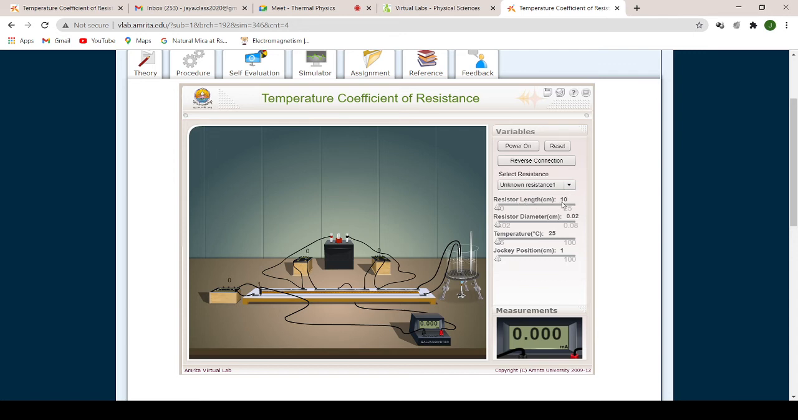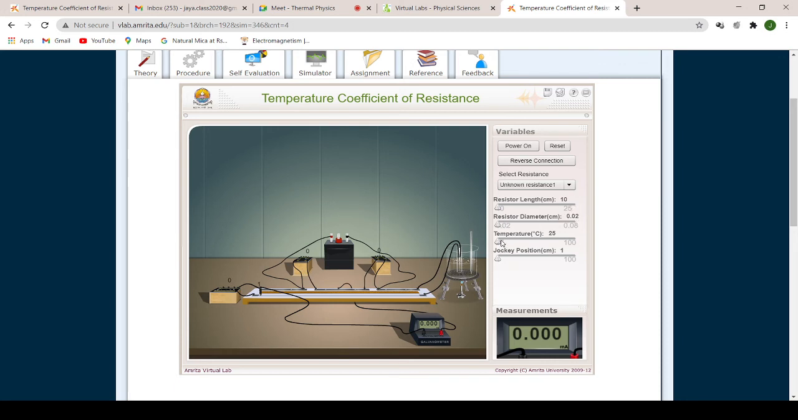Resistor length is given as 10 and resistor diameter is 0.02. Let us not bother about it at all, because in the physical lab we will not bother about it. So here also let us not bother about it. Let us take it as it is. Whatever is given directly without sliding it, let us take it as it is. And these two sliders you don't bother about, you just take the values as it is.